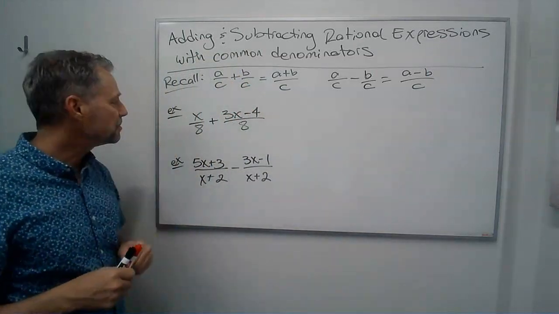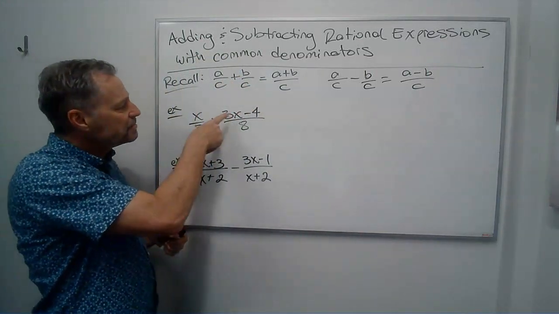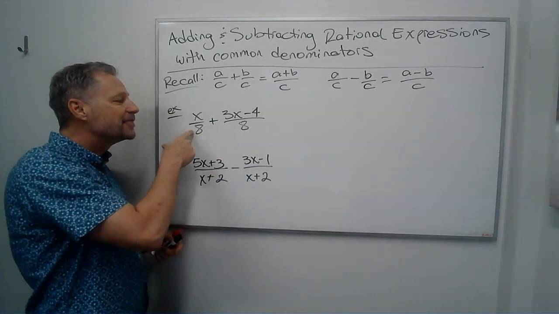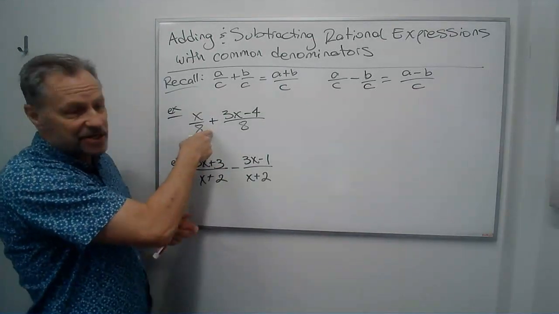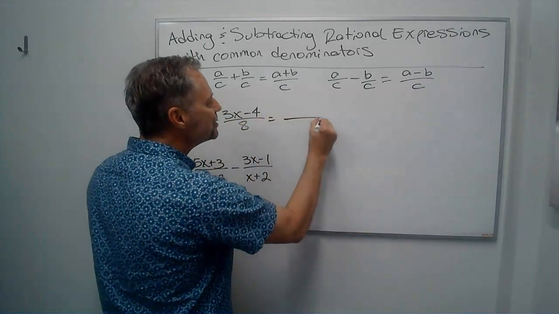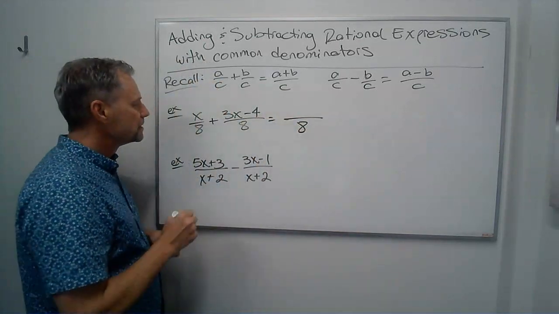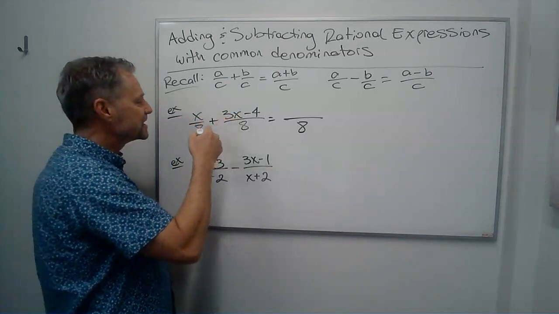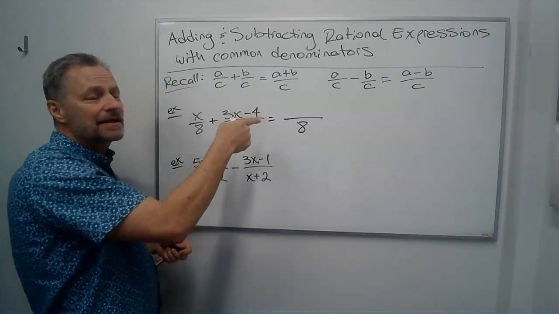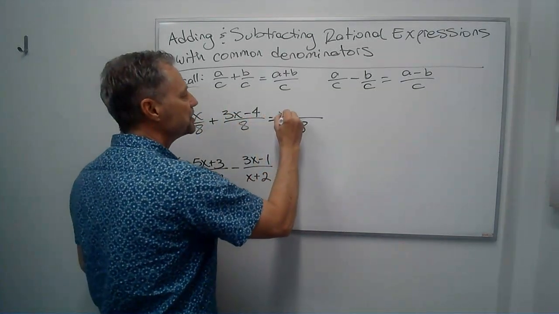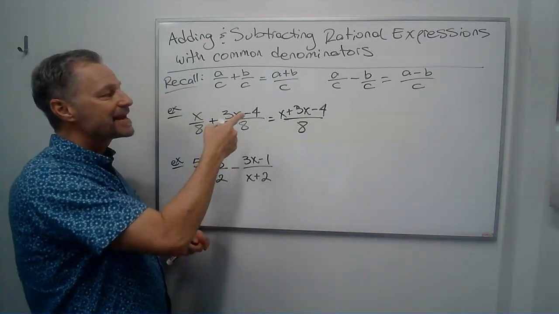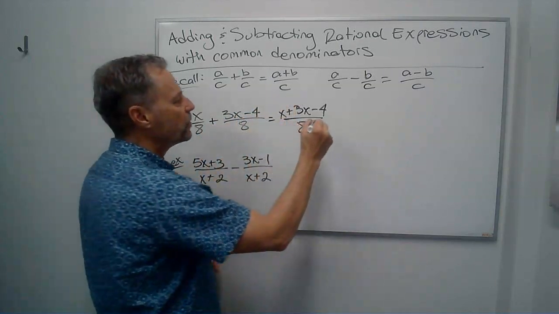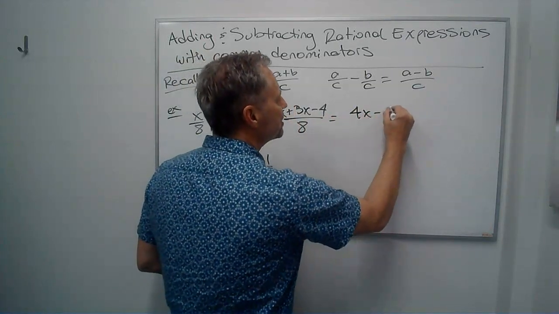Okay, so let's look at a couple examples. So I've got x over 8 plus 3x minus 4 over 8. The denominators are both 8. I'm going to add the numerators together because I have addition in the middle. I'm going to keep the denominator of an 8. And on top, I'm just going to add these together. If you can add those in your head, fine. I like to not skip steps, so I'm going to go x plus 3x minus 4. And then I can add those together. 1x plus 3x is 4x. So I have 4x minus 4 over 8.